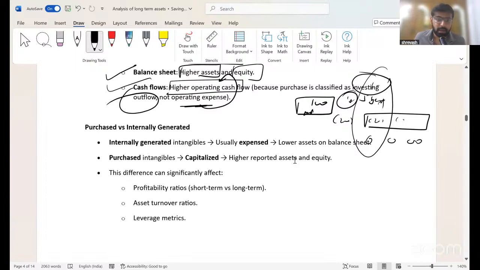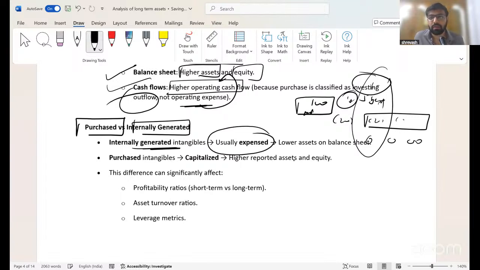Right. And you have to understand the difference between purchased asset versus internally generated asset. Internally generated intangible assets are usually expensed, right? Whatever you internally generate is always expensed unless it is R&D, I think it's only R&D for that matter. There's no other exception there.